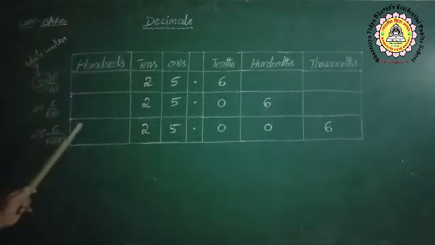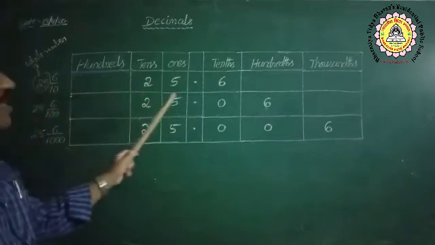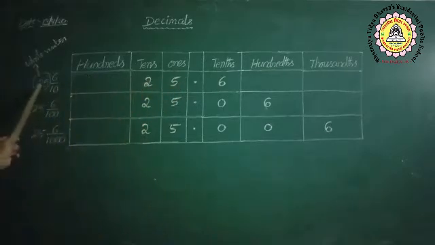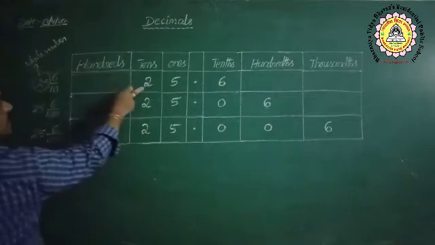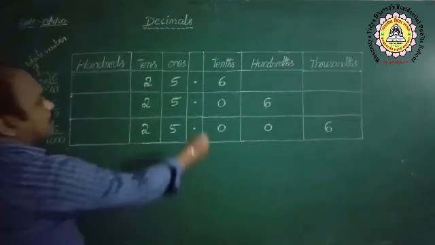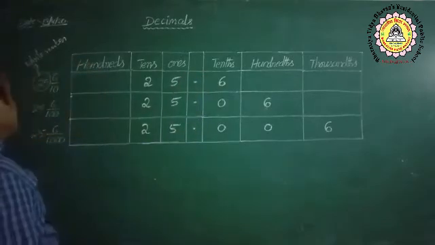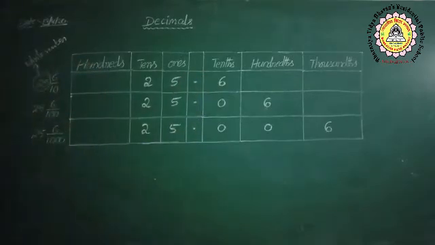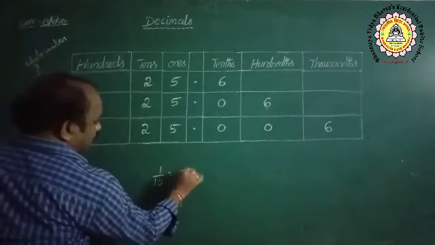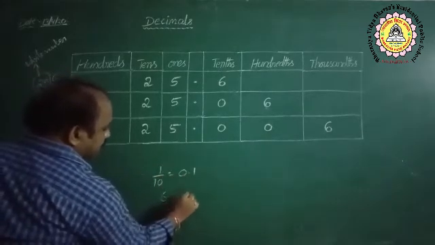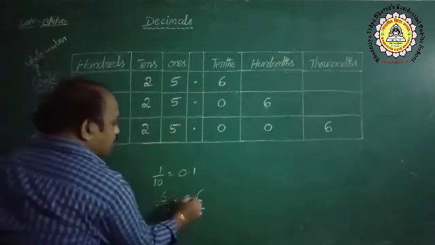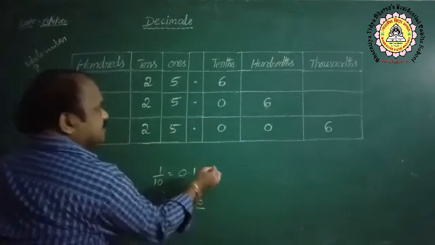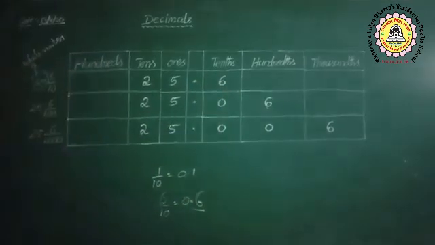This whole number should appear in these place values only, like ones, tens, hundreds. So here 25 means 2, 5 only. What is there in the ones place? 5 is there in the ones place. And what is there in the tens place? 2 is there. So 2, 5 came here. Now the decimal point we should keep here. Next, 6 by 10. 1 by 10 means what? 0.1. 6 by 10 means what? 0.6. So after the point, 6 should come.